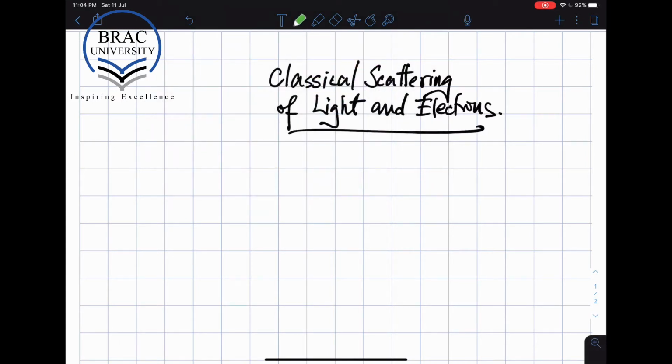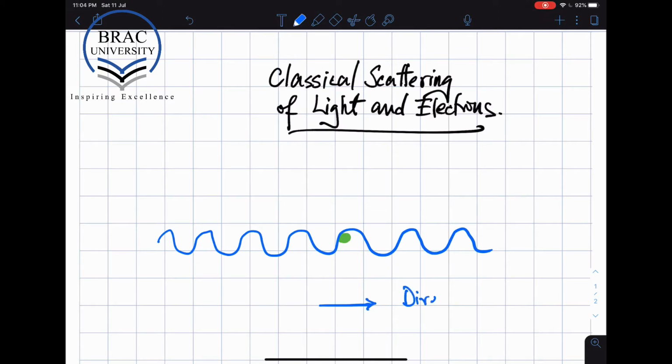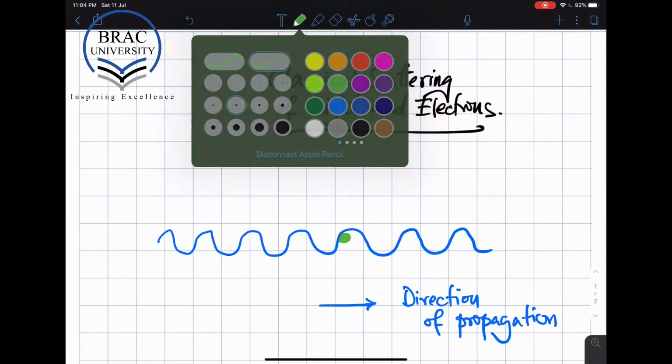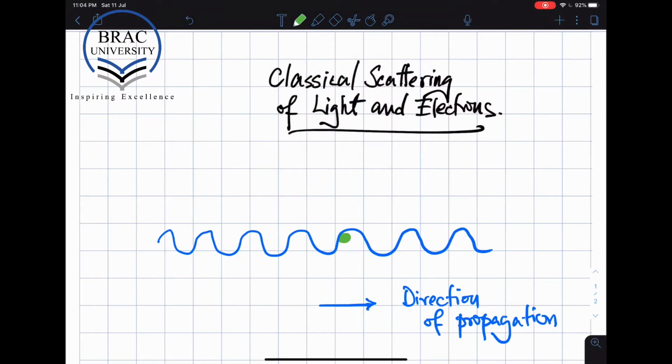So we have, say, some electrons sitting stationary, and then we have some electromagnetic wave with a certain frequency that's passing through. So that is going to be the direction of propagation. When this electromagnetic wave is passing through, the electron will experience the electric field of this wave, so it'll start oscillating up and down. These are the directions of oscillation, right?